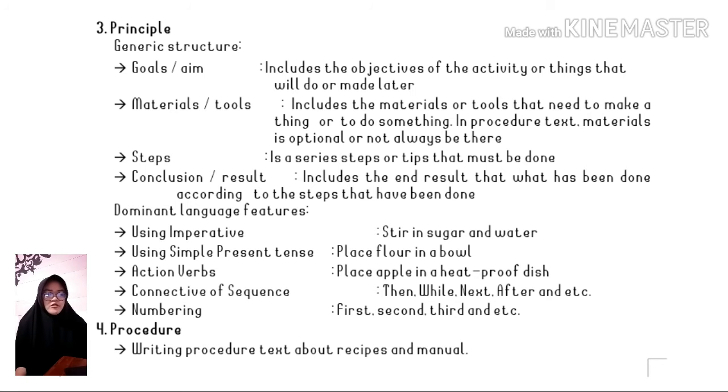Okay, now we are going to talk about the principle. The generic structures, they are 4 generic structures in procedure text. The first is goals or aim. So, goals or aim includes the objectives of the activity or things that we will do or make later. So, the next is materials or tools. The materials or tools include the materials or tools that are needed to make a thing or to do something. In procedure text, material is optional or not always there.